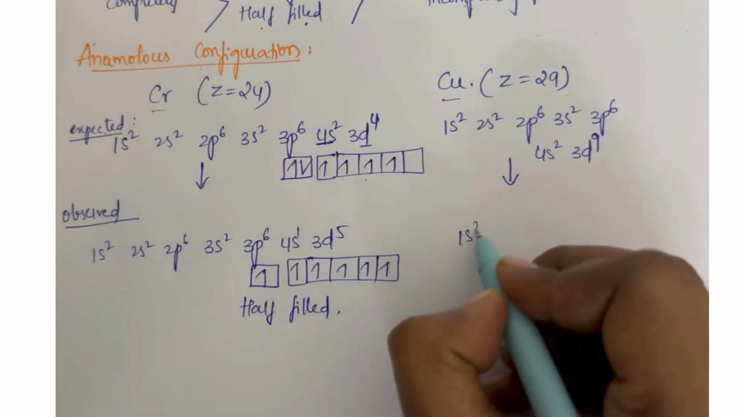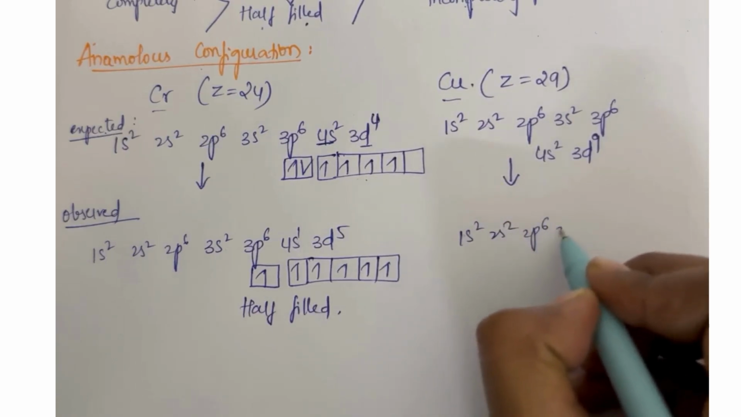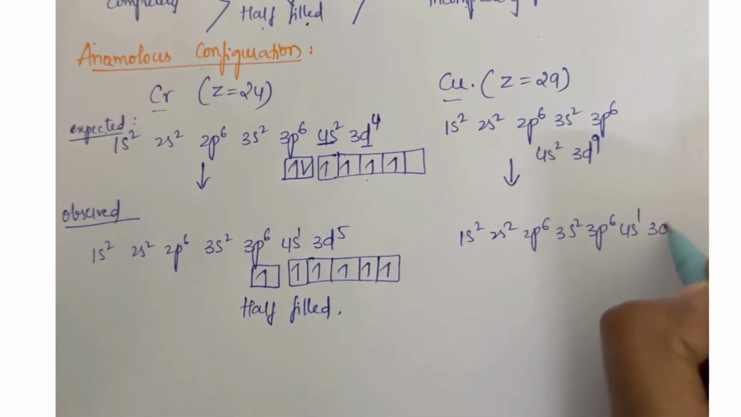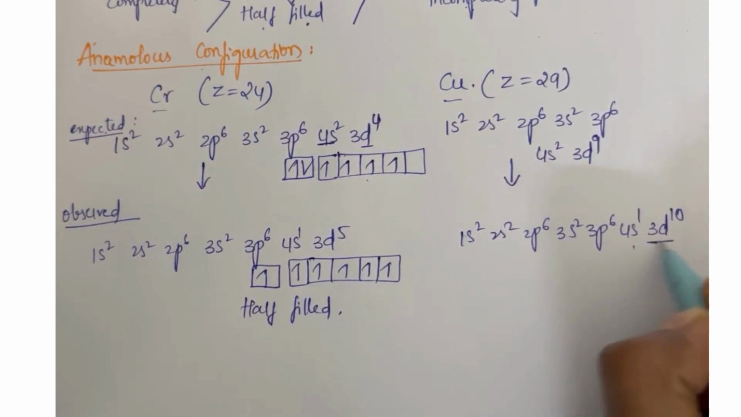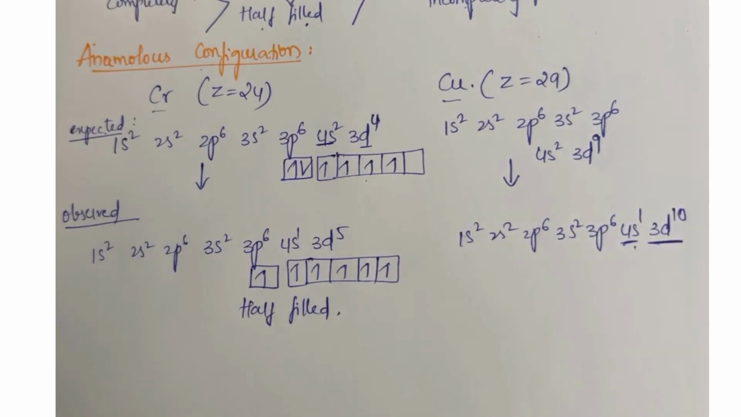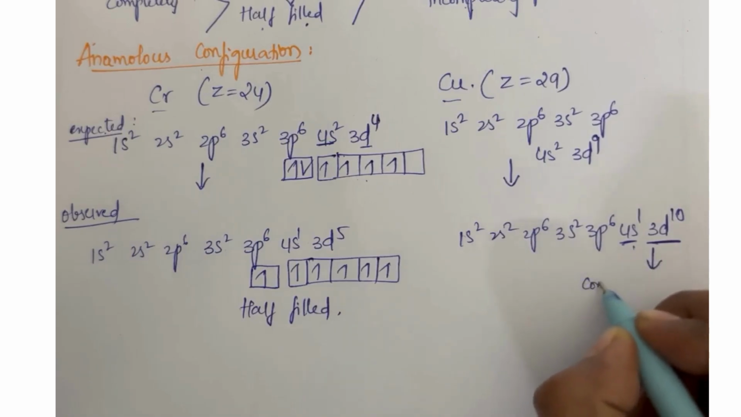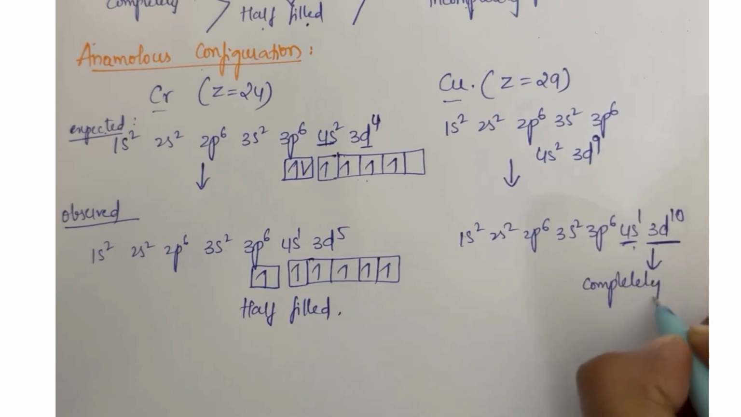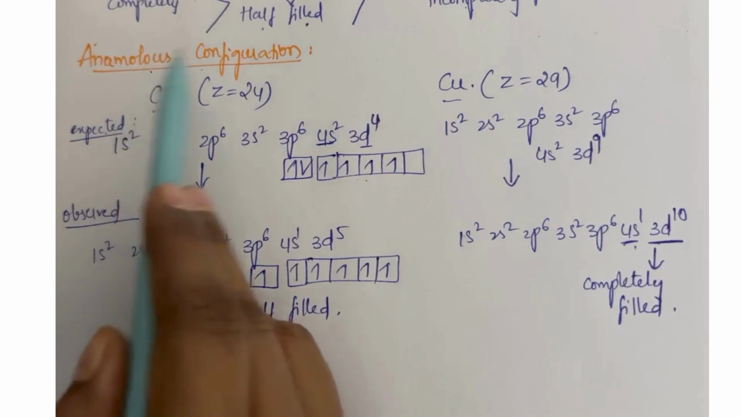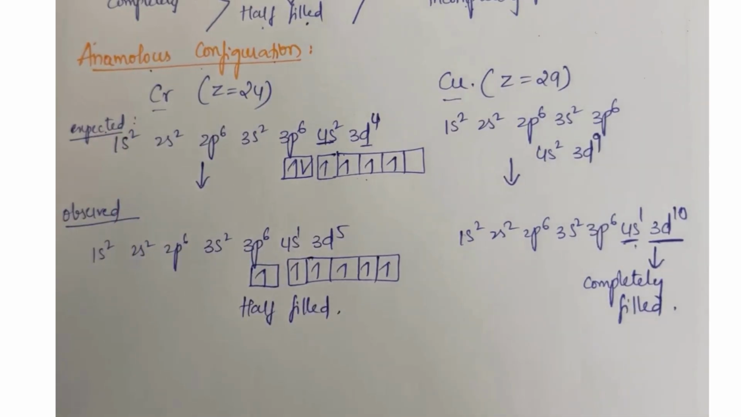Similarly, for copper the observed configuration is 4s1, 3d10, where 3d is completely filled and 4s is half filled. This way they get extra stability by changing their electronic configuration. Such configurations are called anomalous configurations.